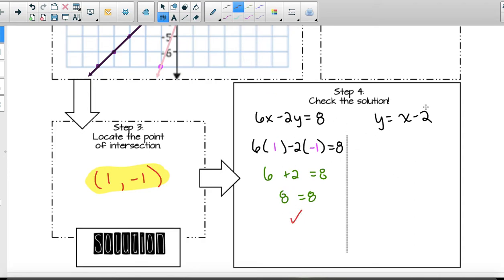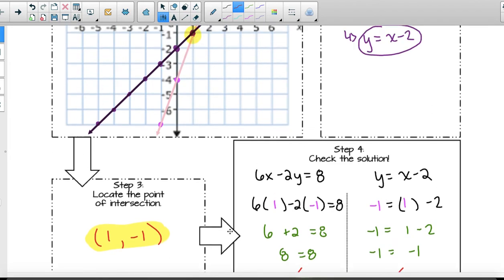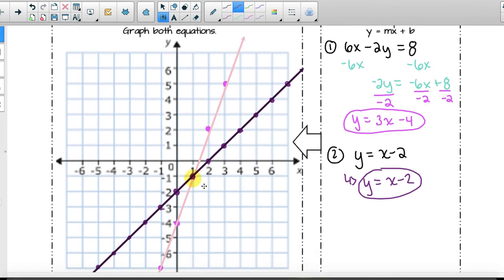But it has to check for both. So we're going to do the same thing. We're going to plug in our y value of negative 1 equals our x value of positive 1 minus 2. So we have negative 1 equals 1 minus 2. 1 minus 2 is negative 1. Negative 1 does equal negative 1, therefore our solution of 1, negative 1 works. So to solve systems of linear equations by graphing, we graph both of the equations and then we just find the point of intersection.